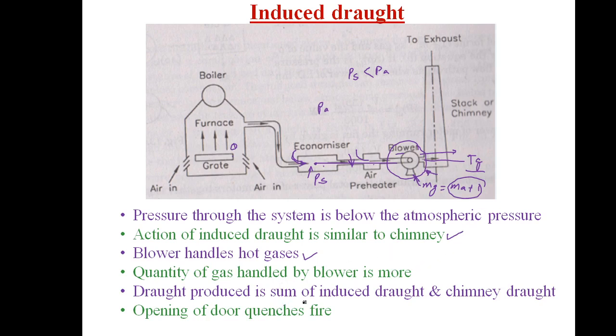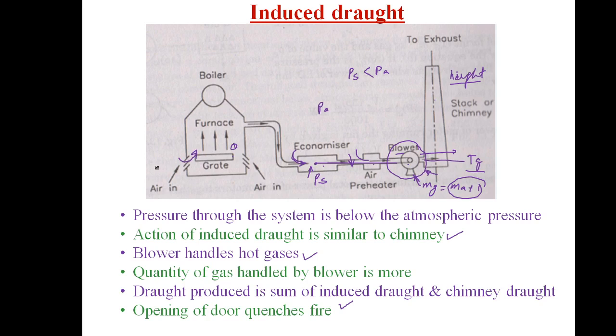The draught produced is the sum of the induced draught and the chimney draught. In this case the height of the chimney is larger. So the chimney also produces draught and the blower also produces draught, and the total draught is the sum of the draught produced by the chimney and by the blower. Then opening of a door quenches the fire. If any door is opened in between, the surrounding air enters the furnace and quenches the fire.